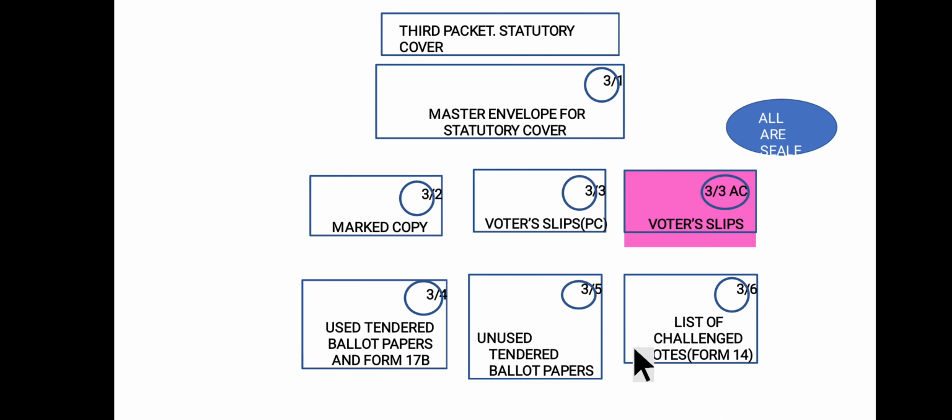Now let's move on to the third packet, which means statutory cover, which is very important. 3 by 1 master envelope for statutory cover, 3 by 2 marked copy, which is very important and essential, then followed by voter slips for parliamentary constituency, 3 by 3 used tendered ballot papers form 17B, and 3 by 5 unused tendered ballot papers, and the same thing is followed for assembly constituency. So this is the third packet.